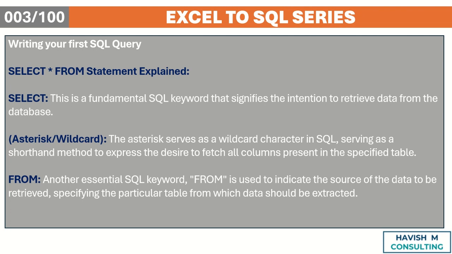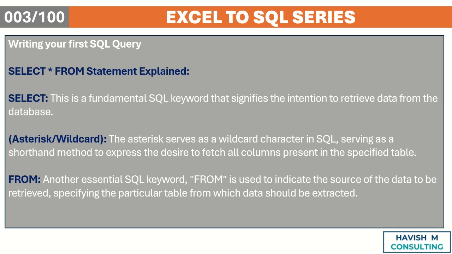What does each part mean? Select is essentially used when you want to retrieve data from a table or a database. You will use select when you want to retrieve a data set, a part of the data or the entire data from the database. An asterisk is like a wildcard character. When you use an asterisk, it means that you want to extract not specific columns but all the columns from the database or the table.